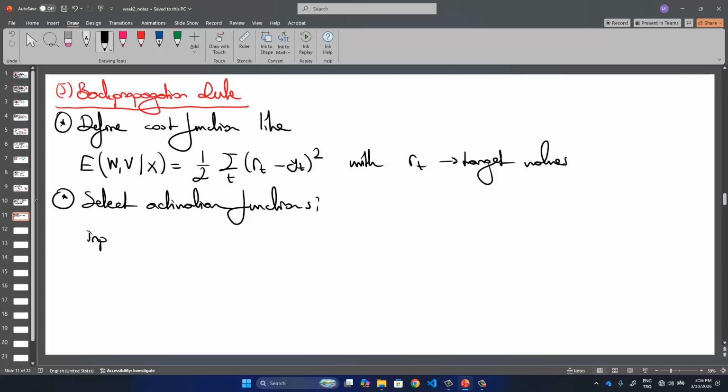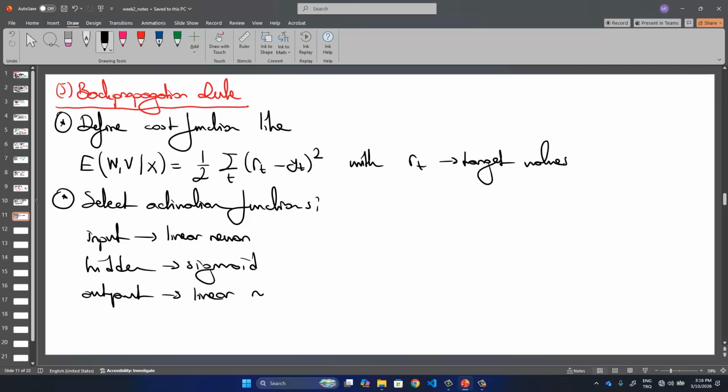Input is generally selected as the linear neuron, which means that the incoming part is transferred with the same notion. Okay? In the hidden layers, you can use the ReLU or sigmoid. In this case, we use the sigmoid. Okay? And in the output layer, we can also use the linear neuron representation.